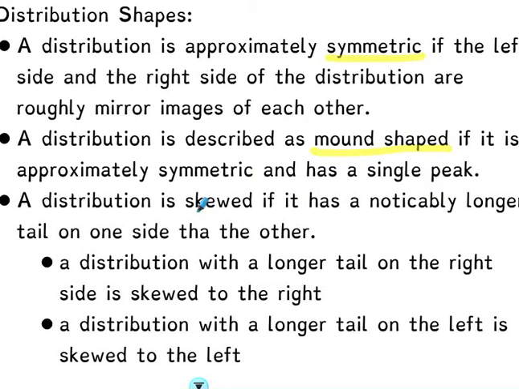A distribution is skewed, another key term, if it has a noticeably longer tail on one side than the other. It would be skewed to the right if there is a longer tail to the right. By a longer tail, I mean that there are more spread out data points towards the right, whereas there's a clump or a cluster of data on the left-hand side in this case. And then a distribution that has a longer tail on the left and more data on the right would be considered skewed to the left. Again, you can refer to the very front page of your homework packet for a visual representation of that.